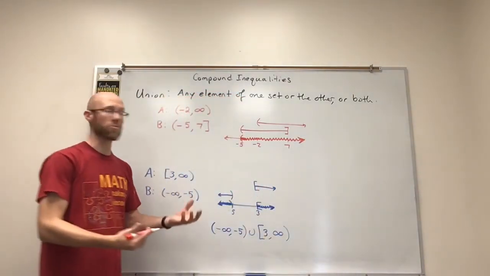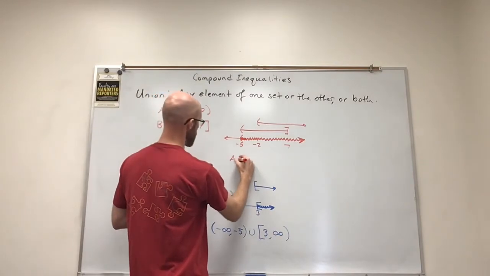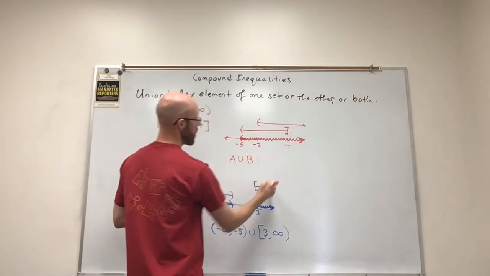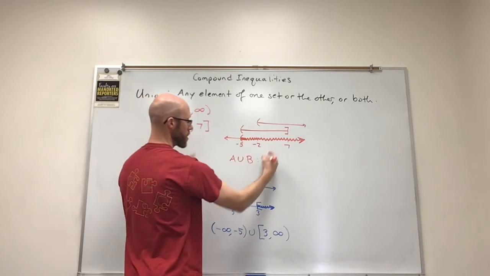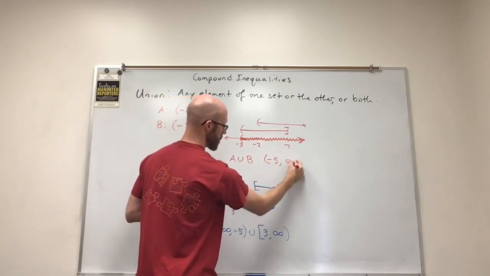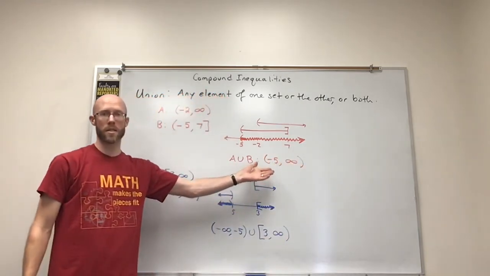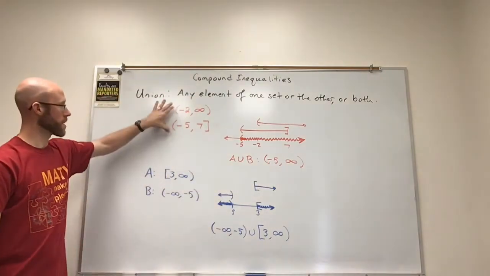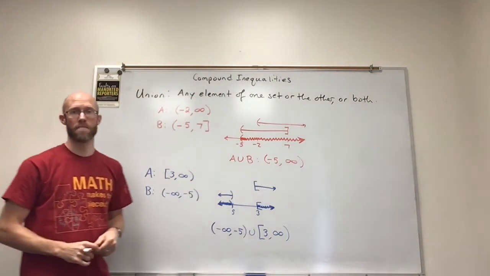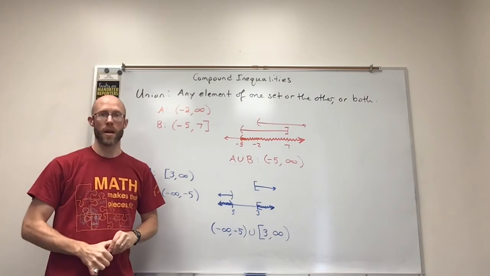Okay, so the final union of these two sets, A union B, is this final shaded interval from -5 to infinity. And so it looks a lot simpler in this format than it did in the original. Okay, so it works out kind of nicely.